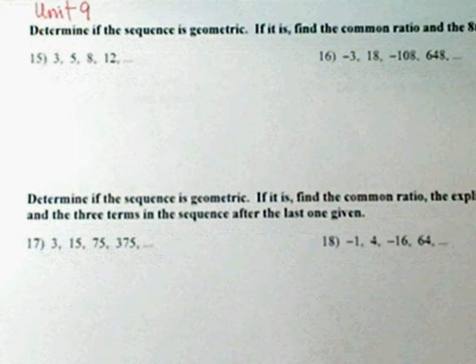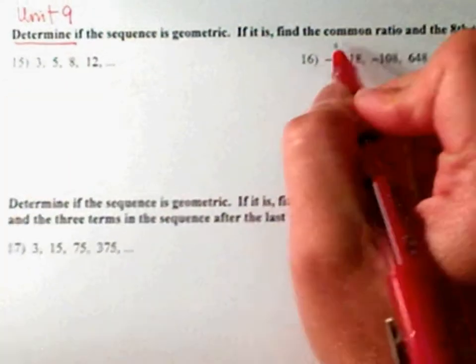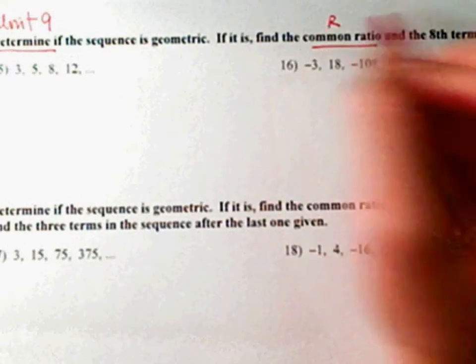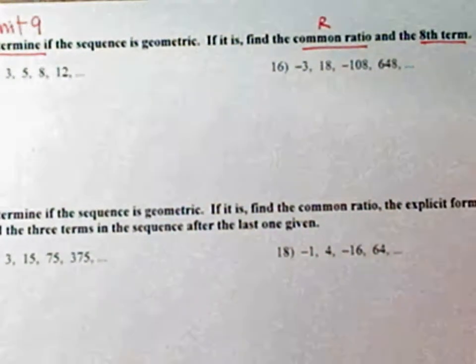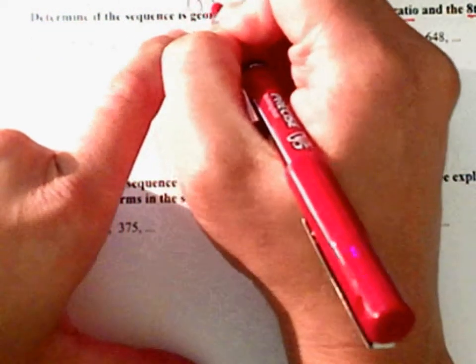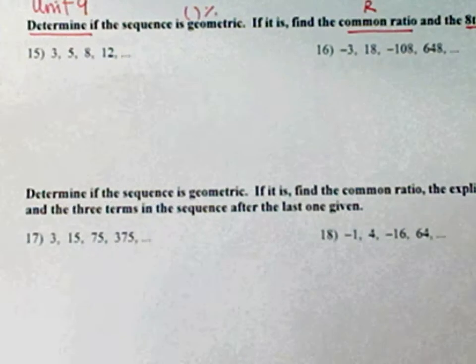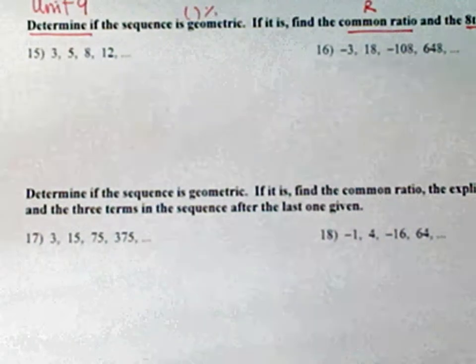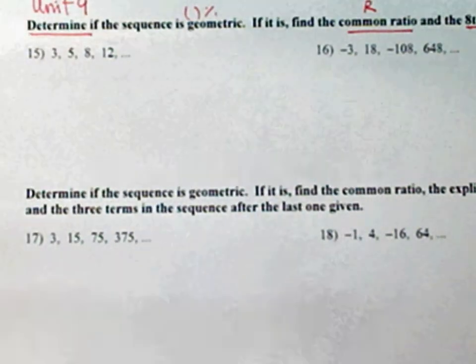Okay? On 15, it says, determine if it is geometric. If it is, find the common ratio, which is your R, and the eighth term. So let's take a look. For it to be geometric, you are going to either multiply or divide. So it has to be exponential, whereas arithmetic is linear. Geometric is exponential. So let's take a look.